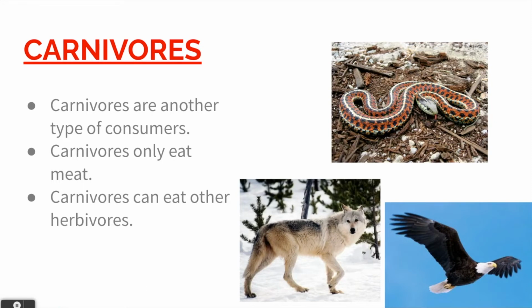Carnivores are another type of consumer. These consumers, known as carnivores, like to eat meat, meaning that they will eat another consumer. For example, a hawk, wolf, and snake are all examples of carnivores. The food that they like to eat is mainly different animals, and sometimes it's mainly other herbivores. Carnivores are consumers that like to eat meat.